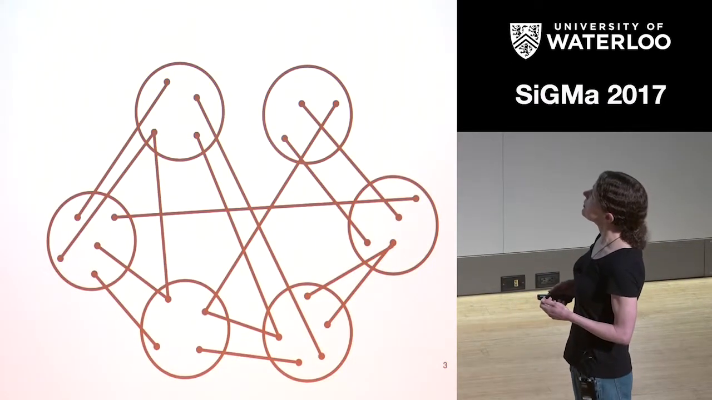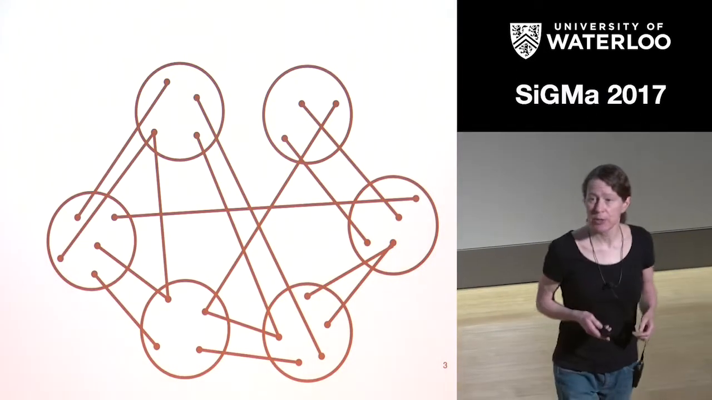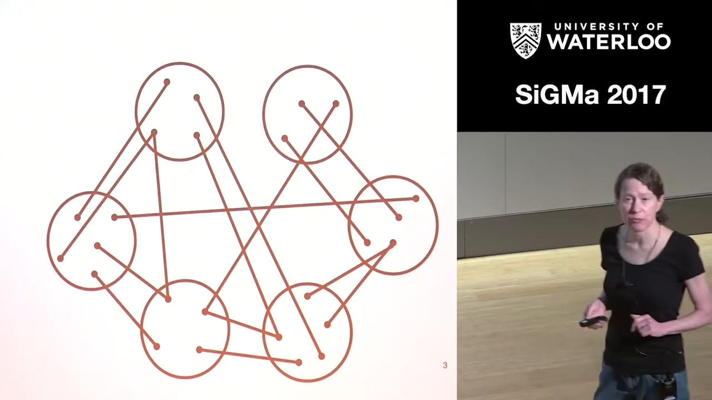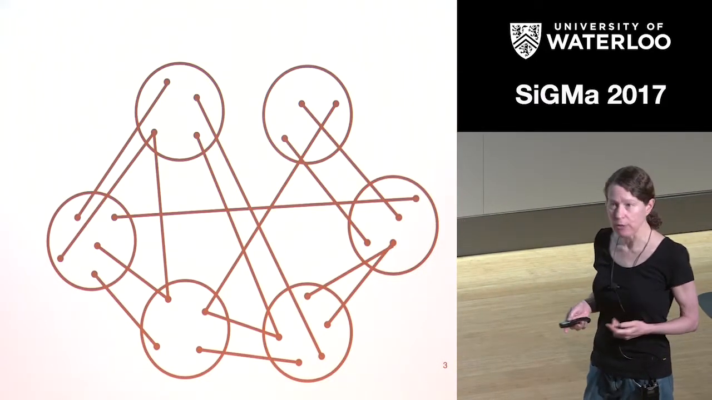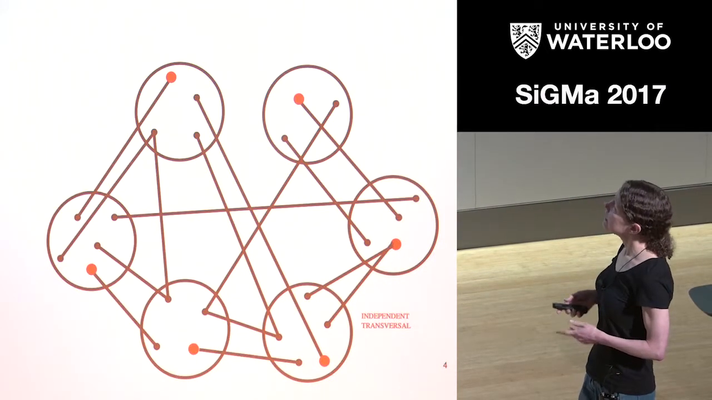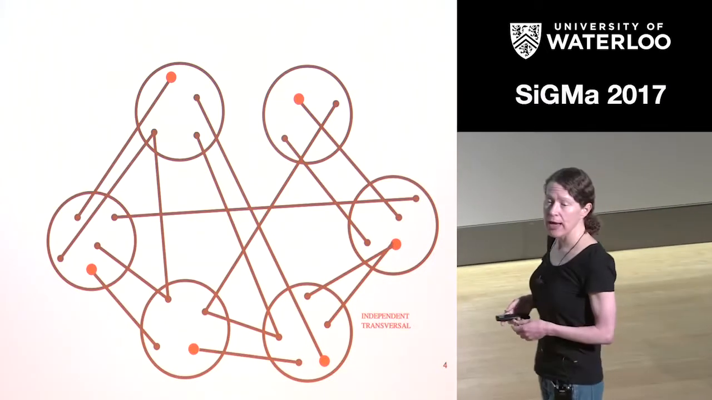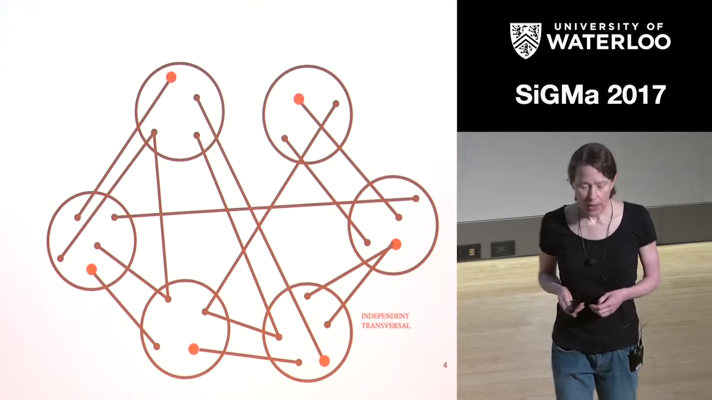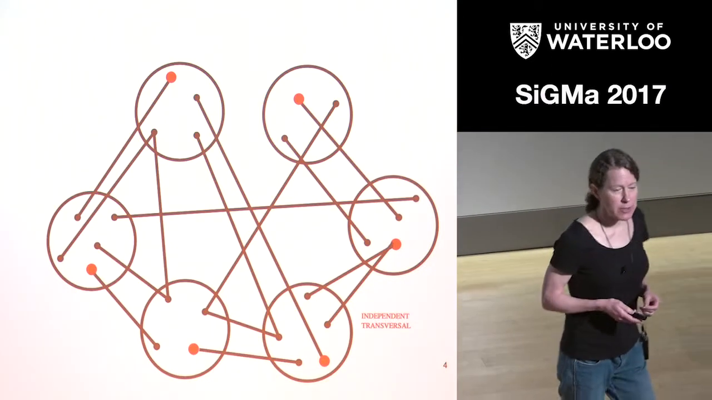So here's a picture. There's a graph with a vertex partition. And the thing we're looking for is we want to choose one vertex from each class so that altogether in the graph that forms an independent set. So here the red vertices satisfy that property. There's no edge of G joining two red vertices. Okay, so that's the notion of independent transversal.